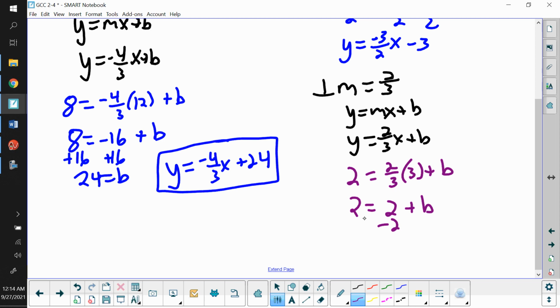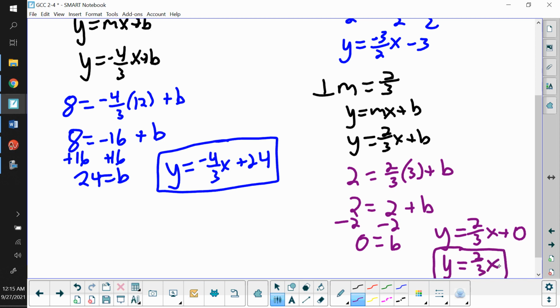We'll get b by itself by subtracting the 2 over, and b is just 0. So we could write our answer as y equals 2/3 x and put a plus 0 on the end. If this was a free response question, which it is, that would be fine, that would be full credit. But adding 0 on the end doesn't do anything. So we could also write it as just y equals 2/3 x, and if it was a multiple choice question, you would definitely see it written without the plus 0 on the end.